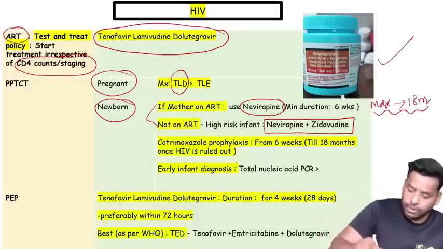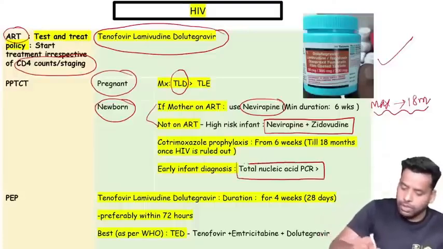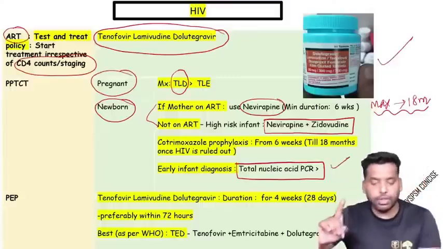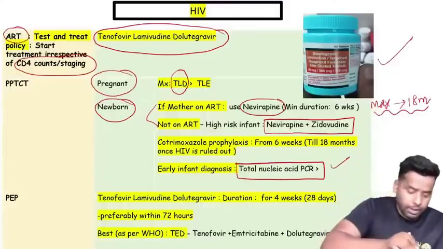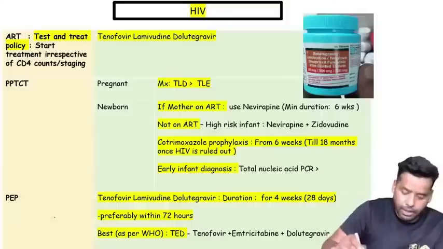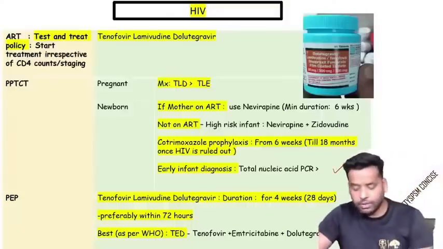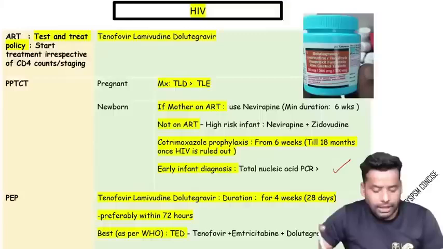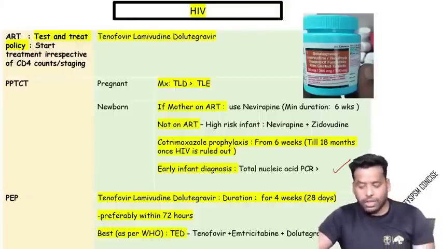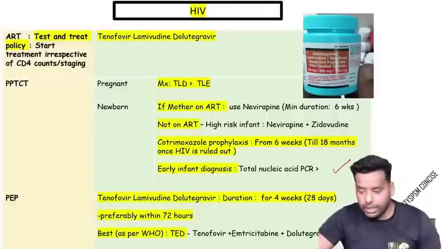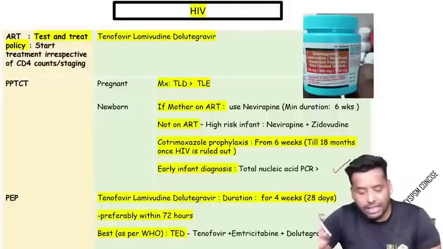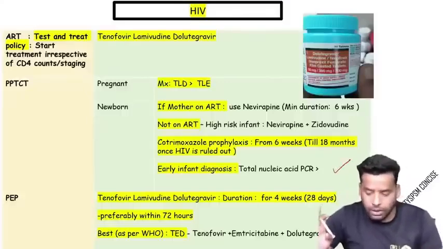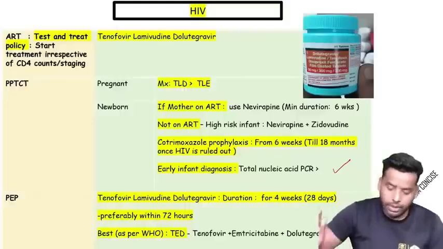Early infant diagnosis, we use total nucleic acid PCR now. This is one update you should know. What is the investigation of choice for early infant diagnosis? TNA PCR, total nucleic acid PCR. Before it was DNA, then came RNA. Now we are using TNA PCR, total nucleic acid PCR.